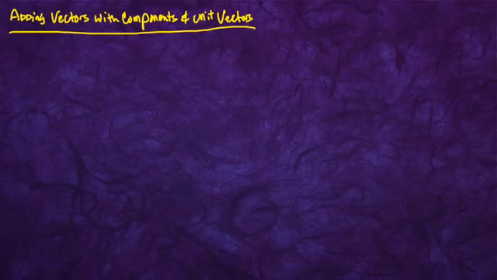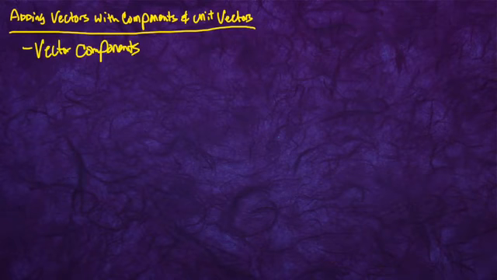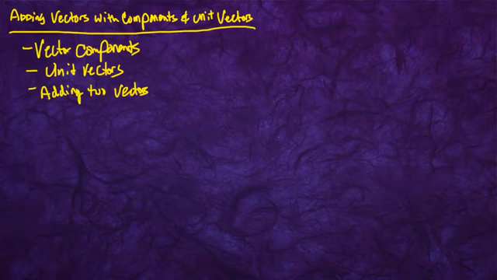Okay, so this is the next step in our lecture after our paper lecture, and this is adding vectors with components and unit vectors. All right, this is going to make some more sense here. So we're going to cover vector components, unit vectors, and adding two vectors together. How do you add two vectors together?